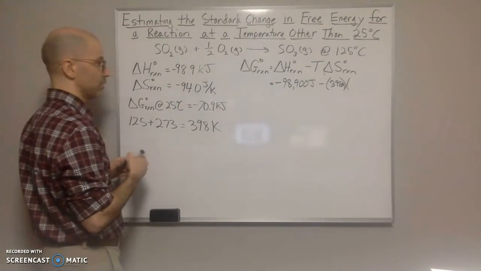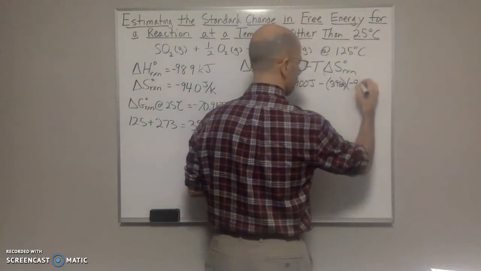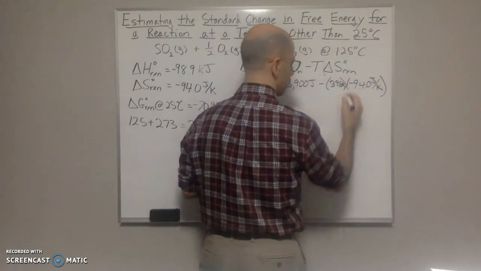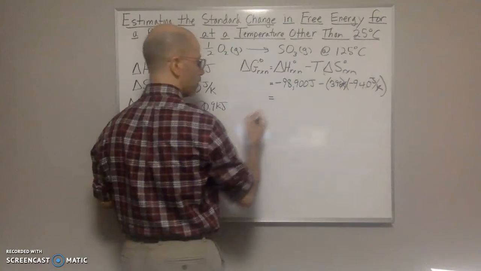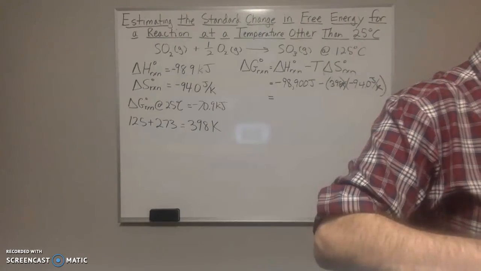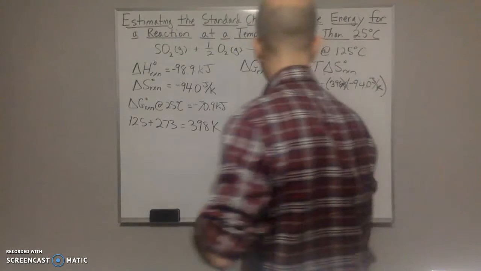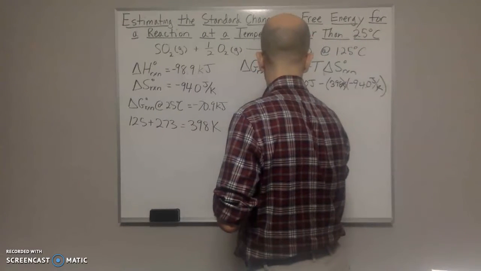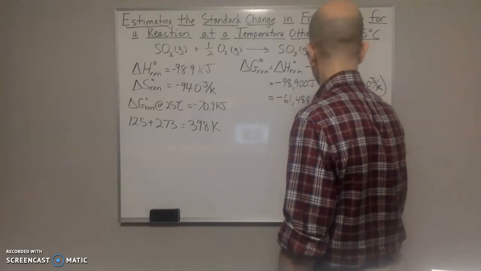Okay, so we're going to write negative 94.0 joules per Kelvin. The Kelvin cancels out. We've got things in joules. And so we're going to go ahead and calculate this. And this is going to be negative 61,488 joules.